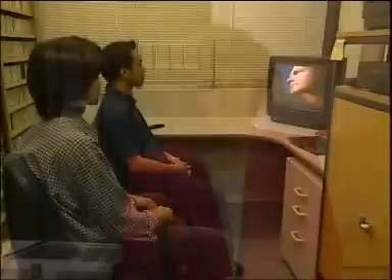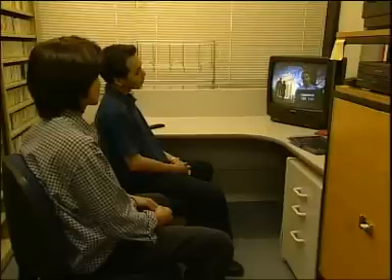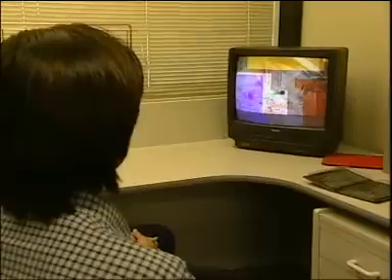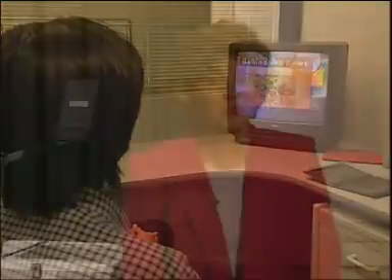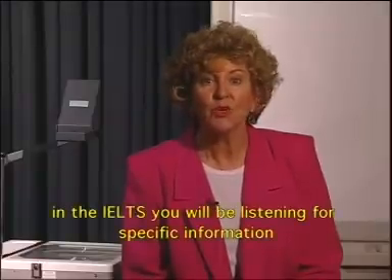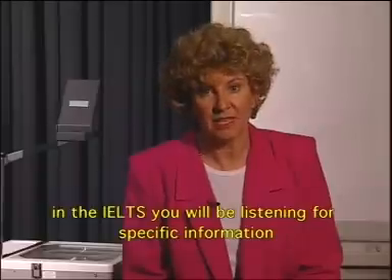Number 7. Remember, there's a big difference between listening, say, to the news and listening for information in the IELTS. In the case of the news, you're listening for global or general information. However, in the IELTS, you will be listening for specific information, and you have to develop the skill of reading and listening at the same time.